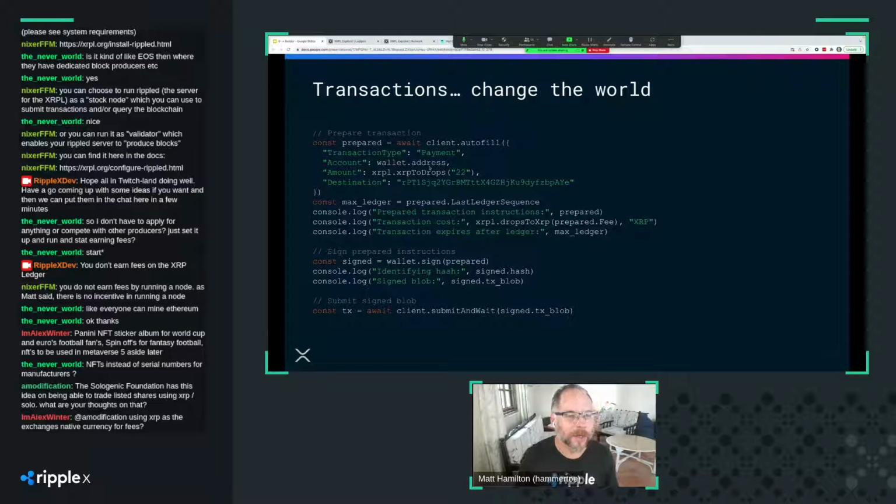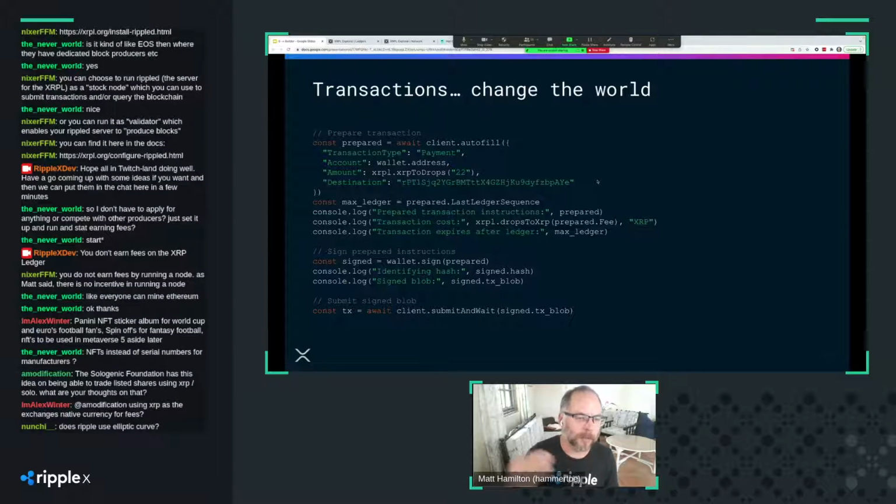We have an amount, and the amounts are specified in drops in the API. So in this case, it's 22 XRP. It gets converted to drops, so basically times by 1 million, so it becomes 22 million drops to go in the API. And we give a destination. So that's the address, which starts with an R, a public address on the XRP ledger. So this is saying we want to make a payment from our wallet address of 22 XRP to this address.